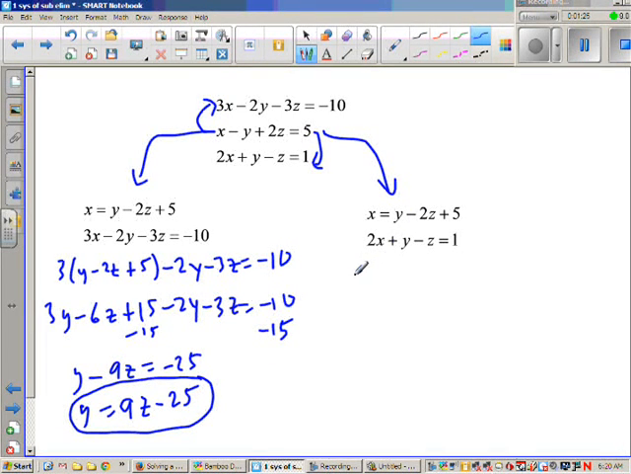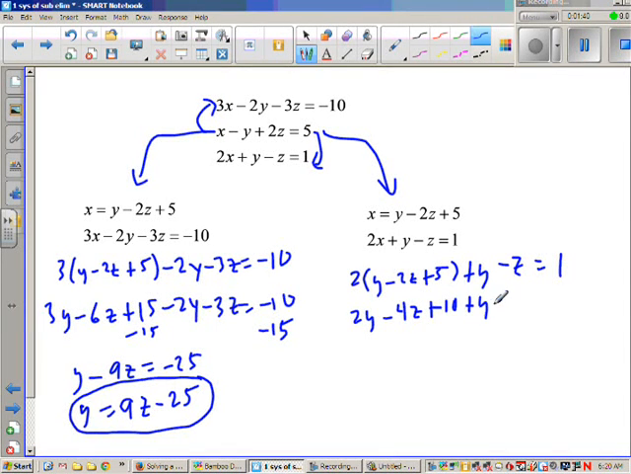Come over here, similar problem. We put 2y minus 2z plus 5 plus y minus z equals 1. And now I'm going to gather my like terms and get the constant over the other side here. 2 plus 1 is 3y. Negative 4 minus 1 is minus 5z equals negative 9.